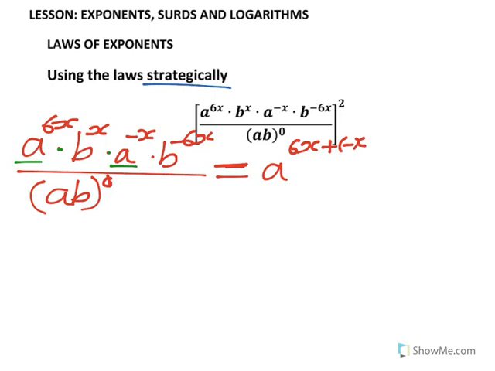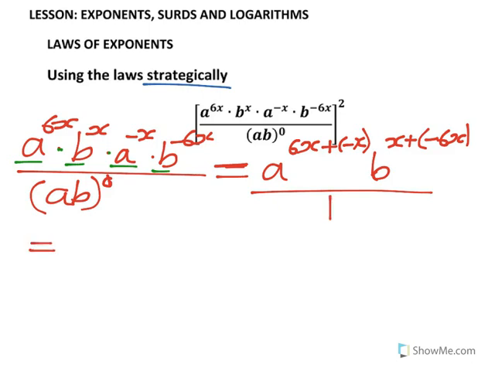6x plus minus x. Again, b, I'm looking at the top, b again is the same. If you look at this, the base is the same, so I'm going to add the exponents because they're multiplying. It's x plus minus 6x, all over anything to the power of 0. You can see a and b are all to the power of 0, all over 1. Then remember, any number to the power of 0 is a 1. So a, b, 0 becomes a 1.